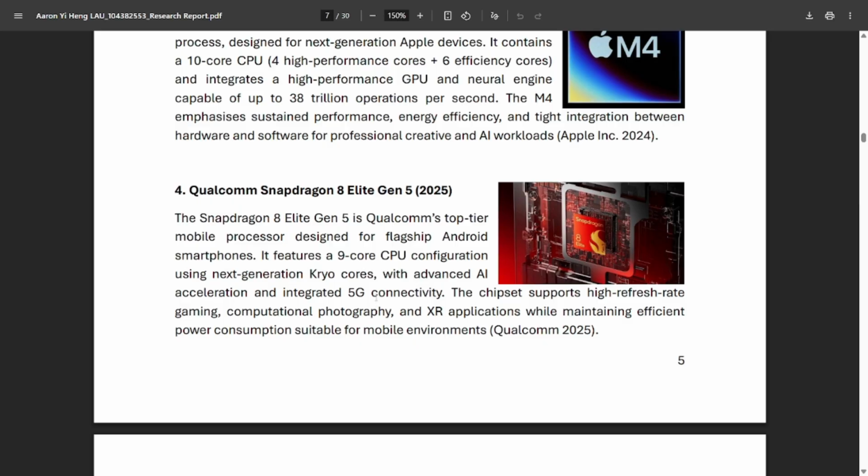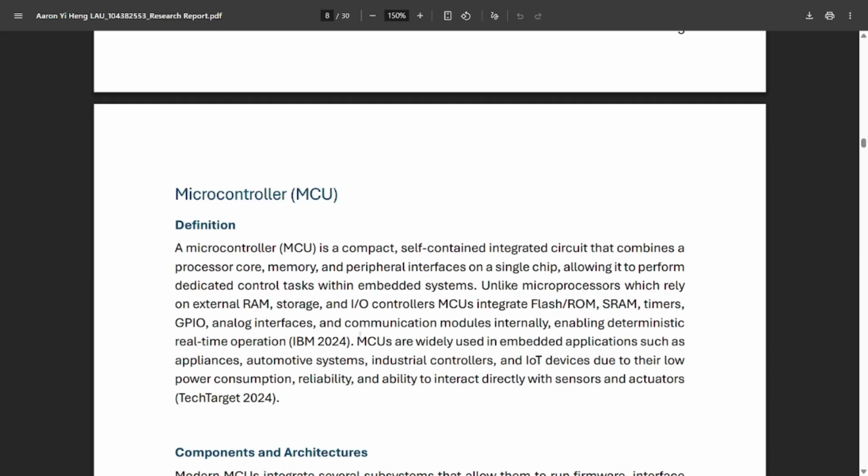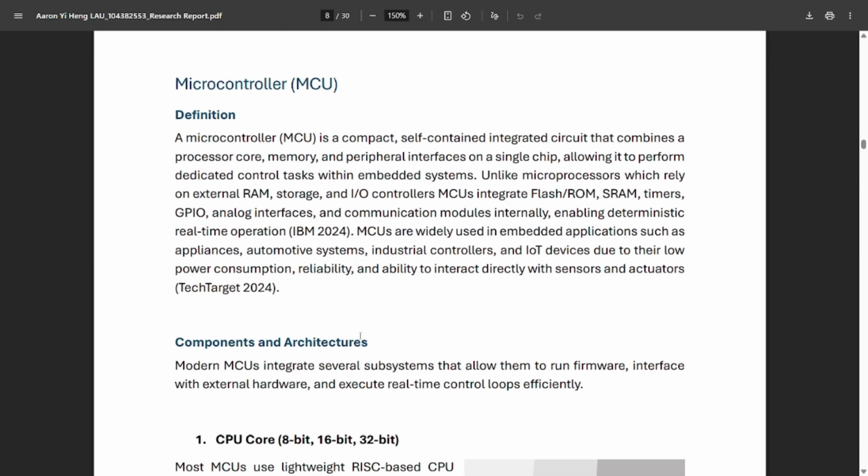Together, these examples demonstrate that microprocessors are used across a very wide range of devices, from high-end desktop PCs all the way to smartphones and tablets, depending on their architecture and performance level. The next section of my report shifts focus from microprocessor to microcontroller.